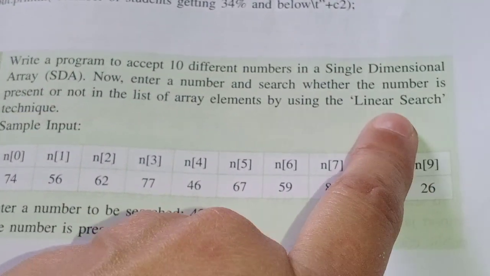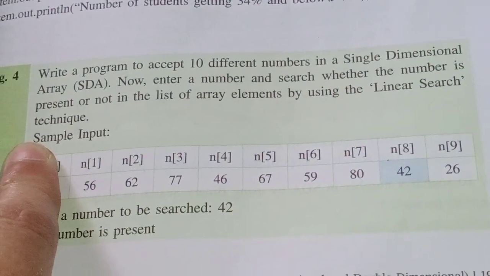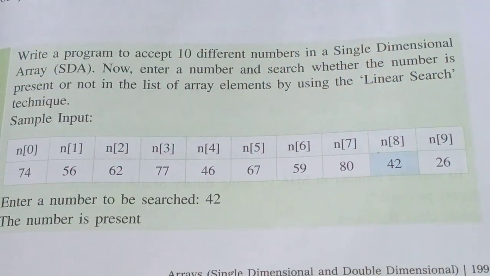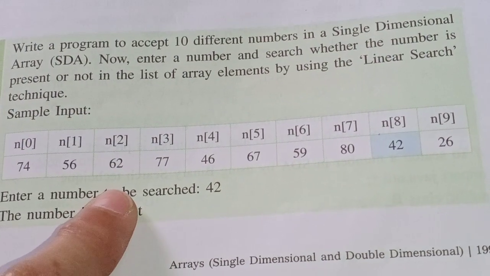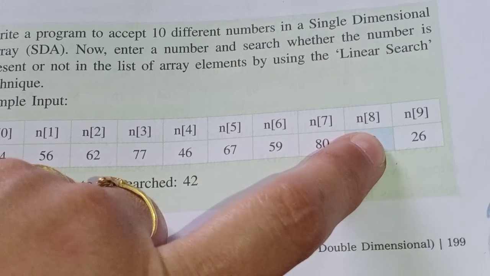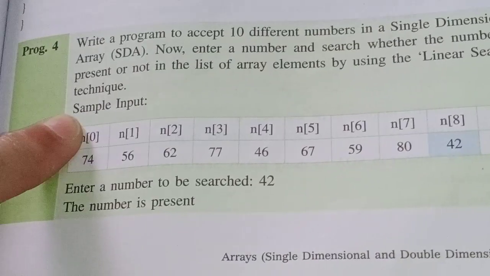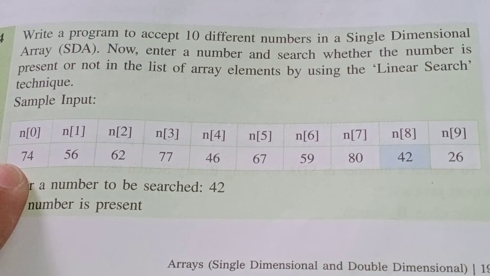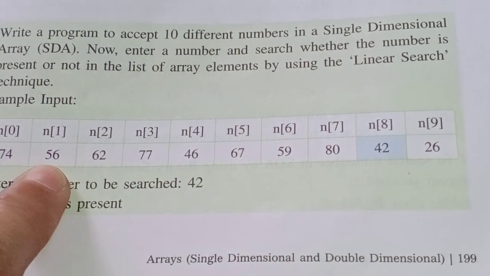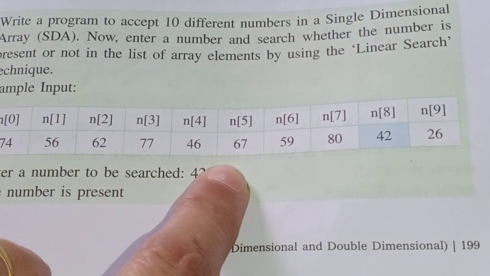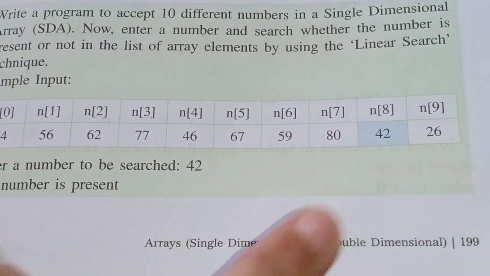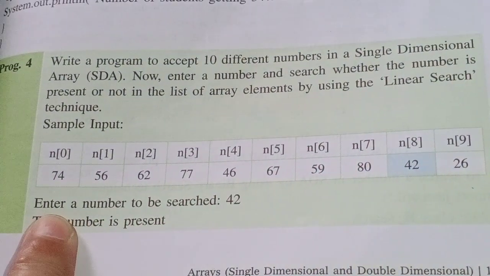See, here specially mentioned linear search technique. If it is written like this, binary search, then you have to do the binary search method. So today first we will learn the linear search method to search an element in the array. Here sample input is given, means array elements are given here: 74, 56, 62, 77, 46, 67, 59, 80, 42, 26. Total 10 elements are there.